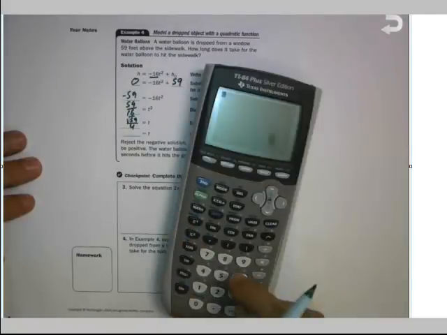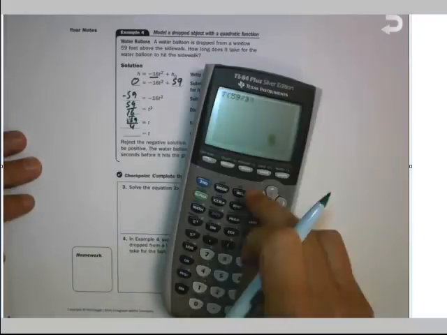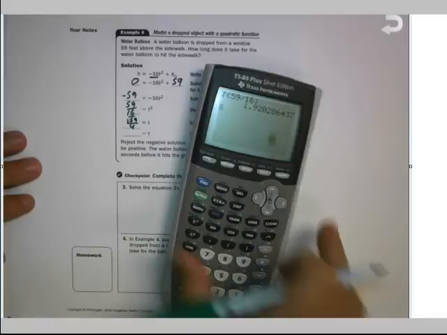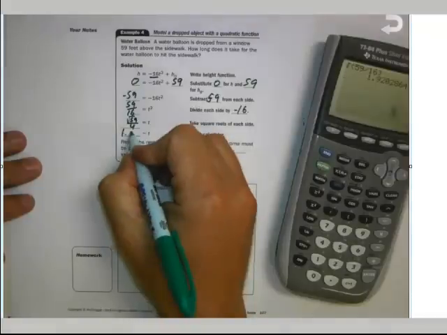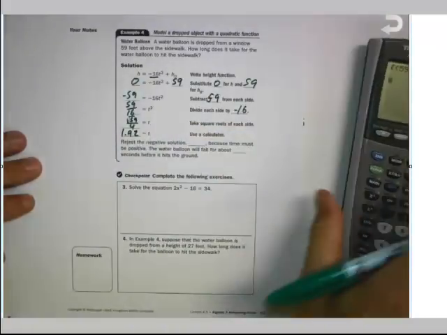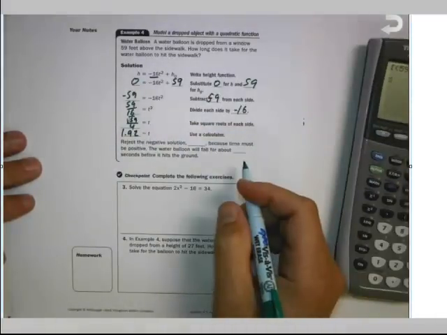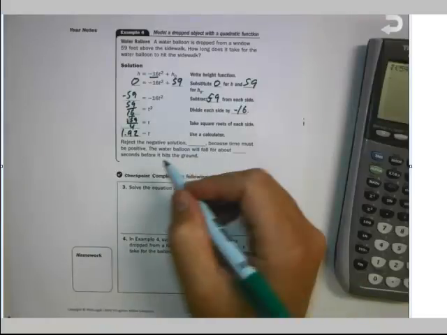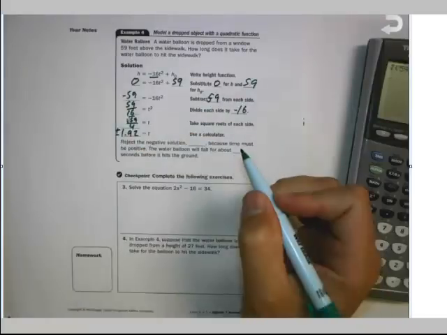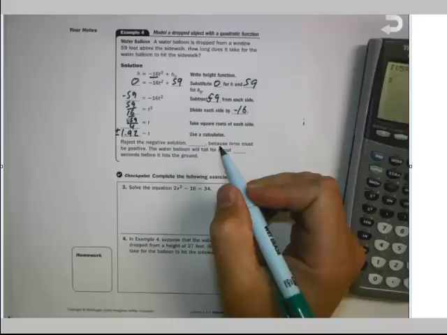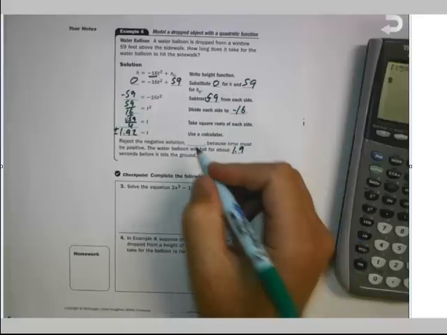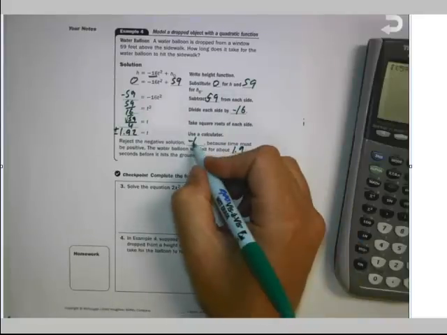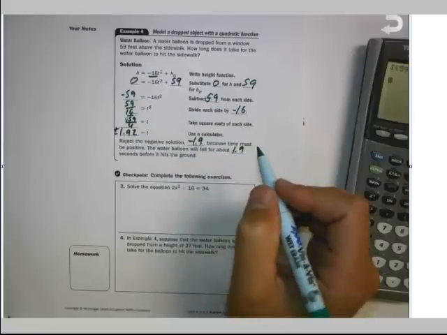I can do it on my calculator real quick. The square root of 59 divided by 16, enter, 1.92. It's going to take almost 2 seconds for that to hit the ground. Now remember, again, what number squared? Well, it's positive and negative 1.92. We can really know that it's silly to say negative 1.9, so we're going to reject that and move on.